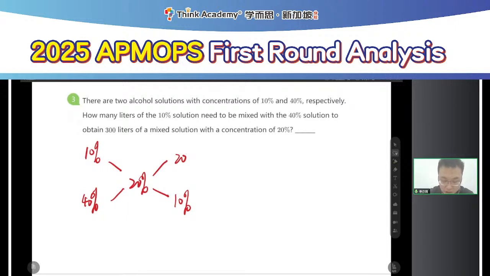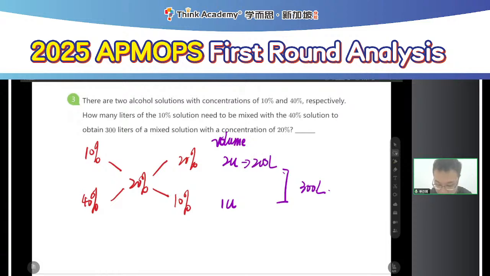So now the total volume ratio, or maybe the weight ratio, is also 2 to 1. And since the total is 300 liters, the 10% should be 200 liters, and this one is 100 liters, right? So the answer is 200, also an easy question. So far, the first 3 questions are easy.